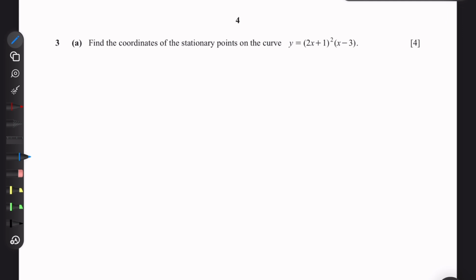3a. Find the coordinates of the stationary points on this curve. First we can expand this equation, and then simplify it after expanding.